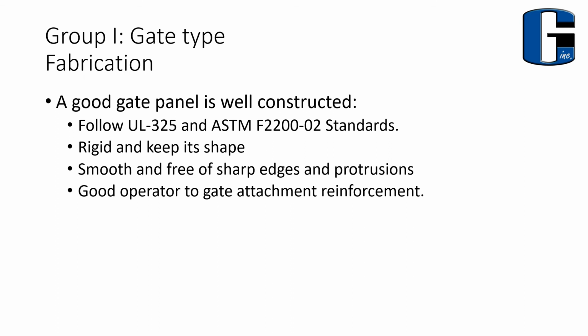Fabrication. So a good panel is well constructed. We have UL and ASTM standards to meet. That tells us about things like sharp edges and protrusions and picket spacings and things like that. We also want to have a good operator attachment reinforcement. We want to plan out where our chain brackets might go and attach to, or where our swing gate operator arm might attach to.